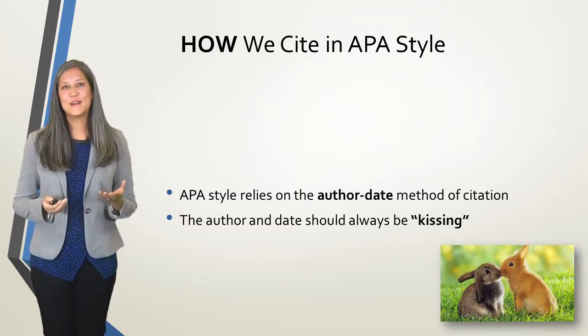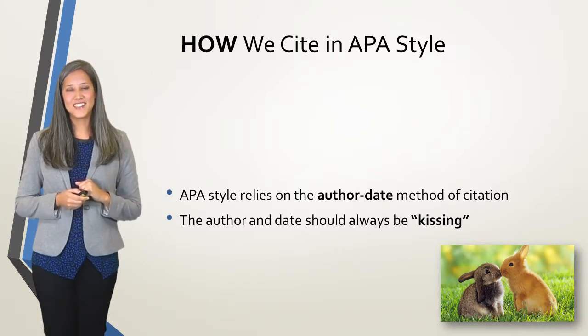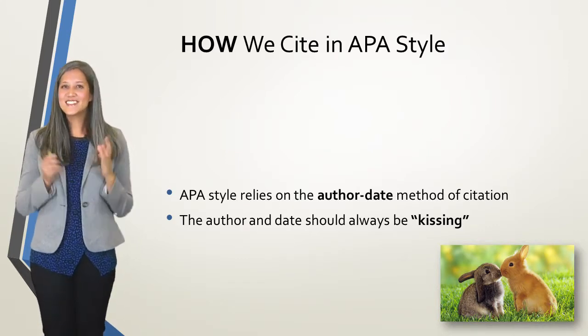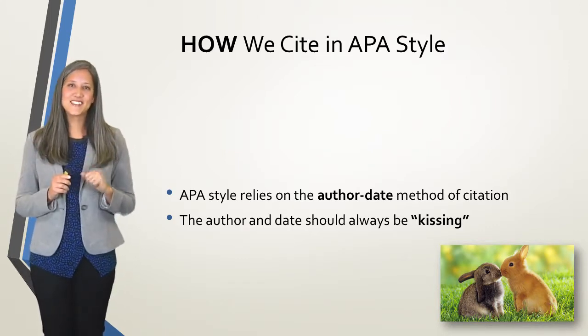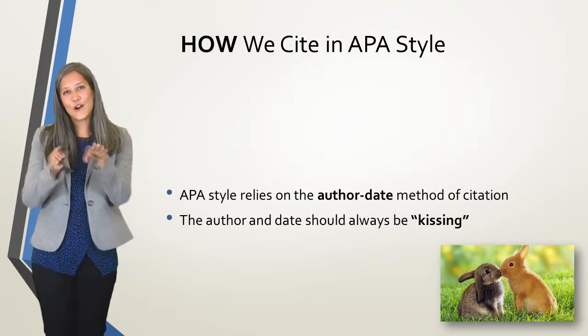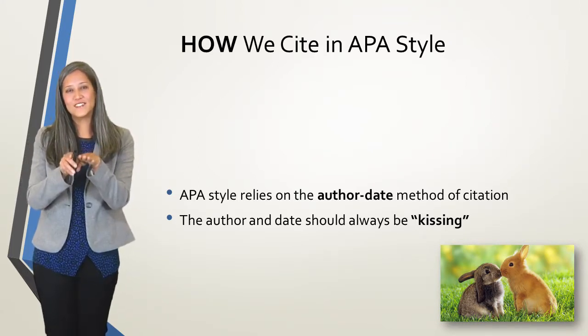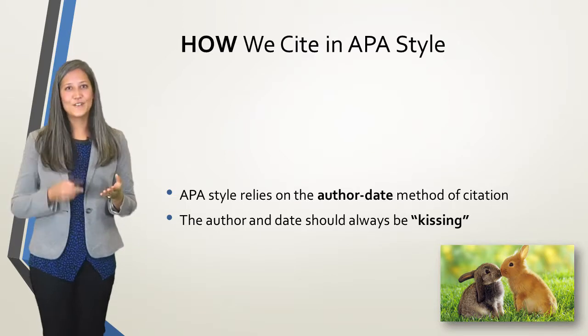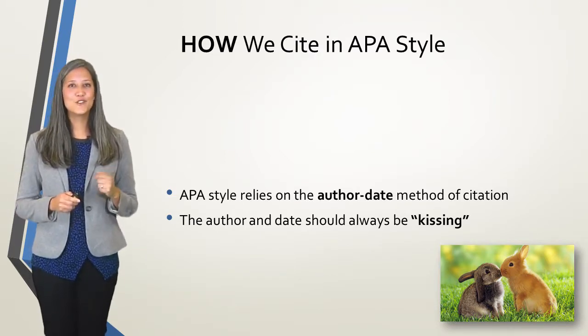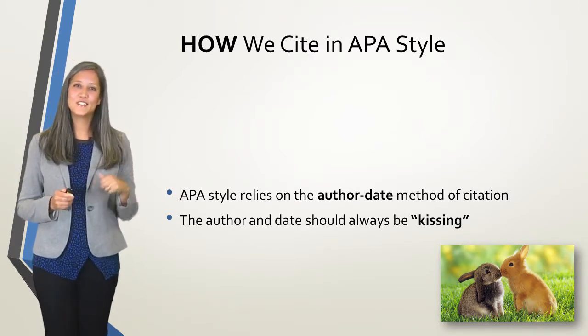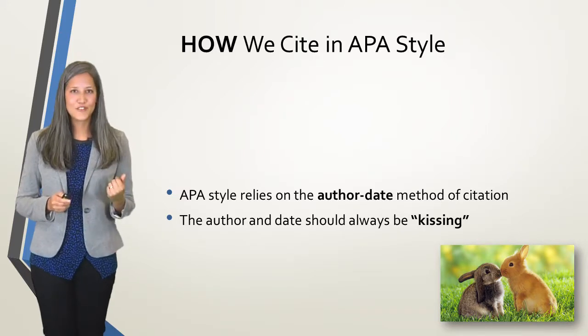Think of these cute bunny rabbits when writing APA citations in the body of your paper. Just like these adorable little bunnies, the author and the year should always be right next to each other. Mention an author, follow it directly with the year. This is true even if you just mentioned the year 2 sentences ago or in the previous paragraph.